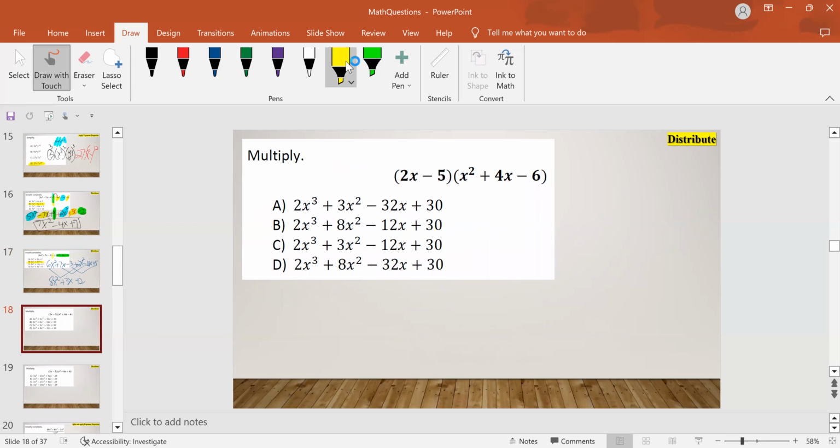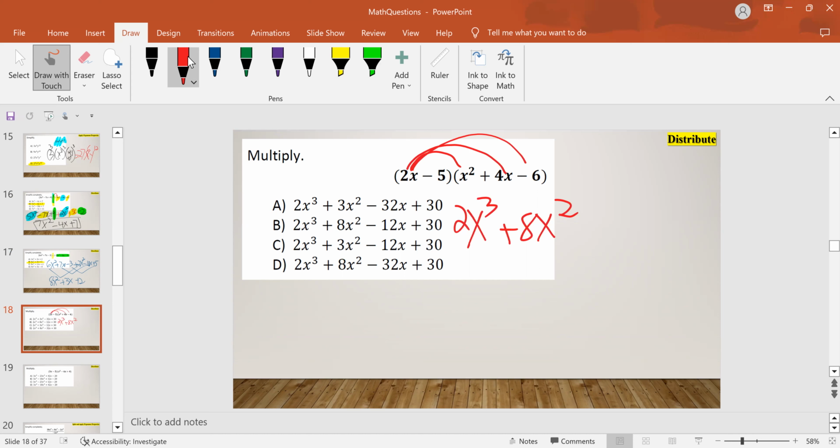The next question, this time, is a multiplication between polynomials. And yes, we're going to distribute. So how do we do that? We take a 2x, we multiply by x squared, gives 2x to the third power. Yes, when we multiply x by x squared, we add the powers. Remember, exponent properties. So 2x multiplied now by 4x gives you 8x to the second power. The same 2x multiplied this time by negative 6 gives you negative 12x.